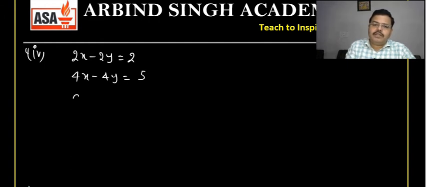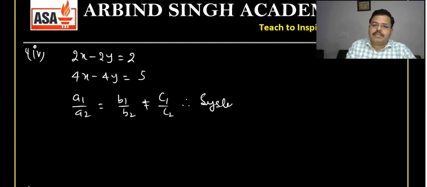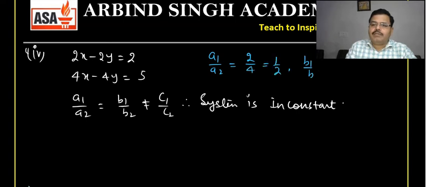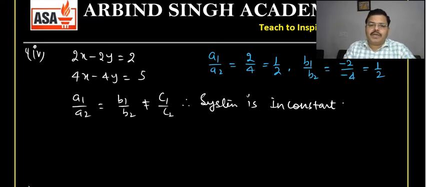So here 2 by 4 is 1 by 2, and this is also 1 by 2, but that is not equal. So here a1 by a2 is equal to b1 by b2, but not equal to c1 by c2, and therefore the system is inconsistent, and inconsistent has no solution. How to write this? Here a1 by a2 is 2 by 4, that is 1 by 2, and b1 by b2 is minus 2 by minus 4, that is also 1 by 2, but c1 by c2 is 2 by 5. So they are not equal. I hope you got it.